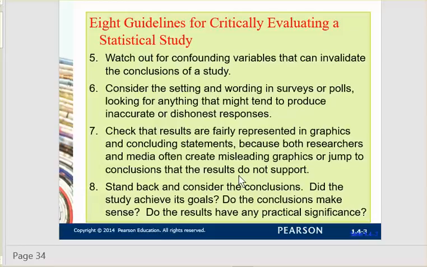And the last one says, stand back and consider the conclusions. Did the study achieve its goals? Do the conditions make sense? Do the results have practical significance? So these are all ways that you need to sit back and look at.